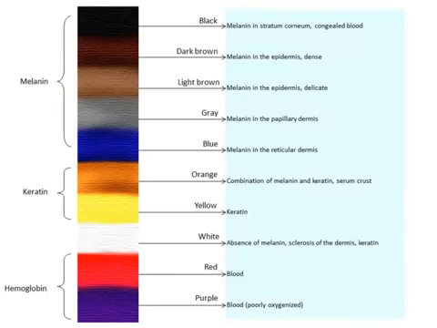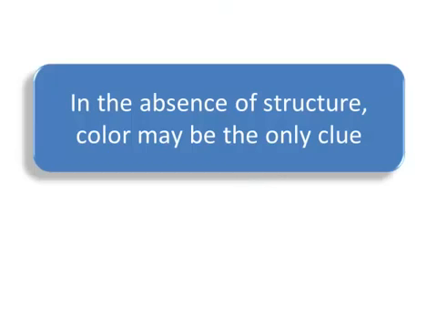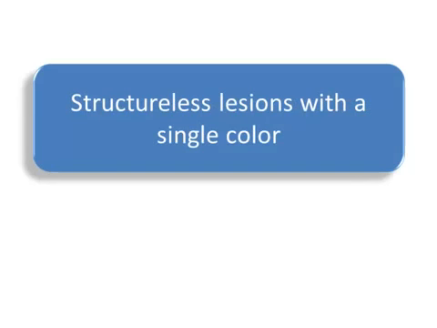We have different colors in dermatoscopy. You know that melanin may be black, brown, gray, or blue, depending on where it's located. Keratin is usually yellow, but it may be orange in combination with melanin. White means absence of any pigment, and hemoglobin may be red, purple, or even black. So in the absence of structure, color may be the only clue. Structureless lesions with a single color.